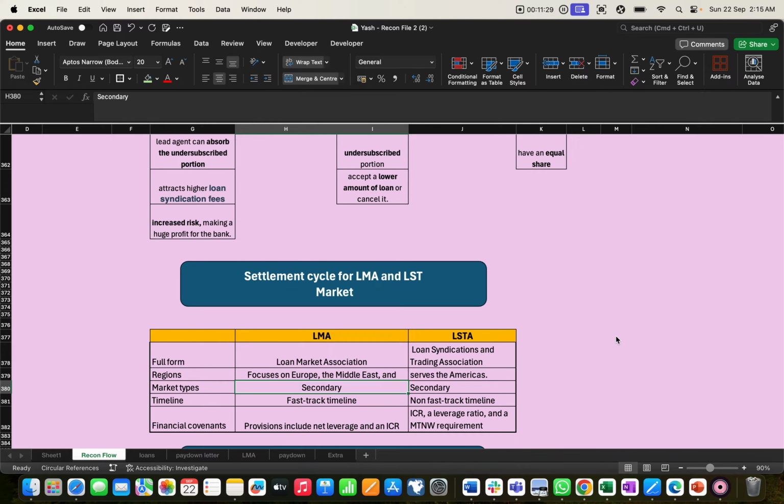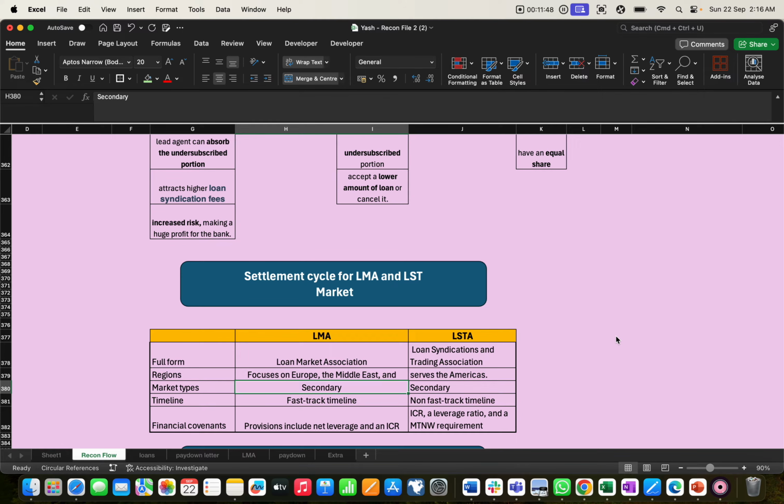Okay, now we move to the LSTA market. LSTA stands for Loan Syndications and Trading Association. The region it serves is the Americas only. The market type is the same, secondary.